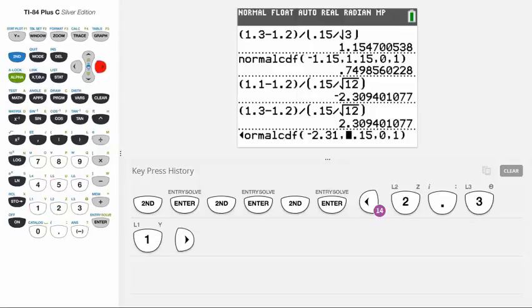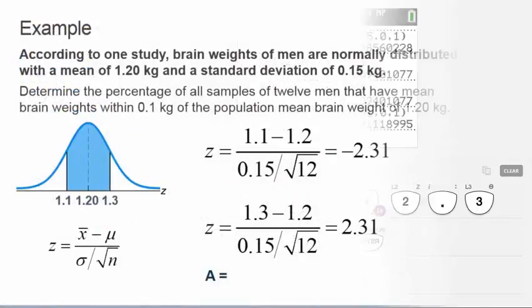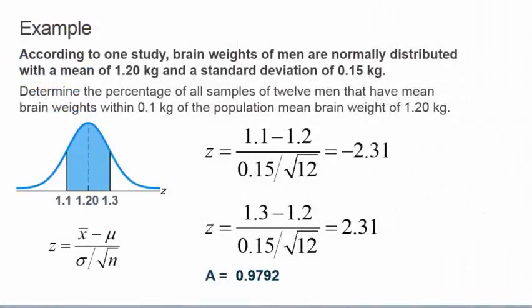And then my positive 1.15 to 2.31. Enter. And I get 0.97911. Using 4 decimal places, that rounds to 0.9792. Which is 97.92%.